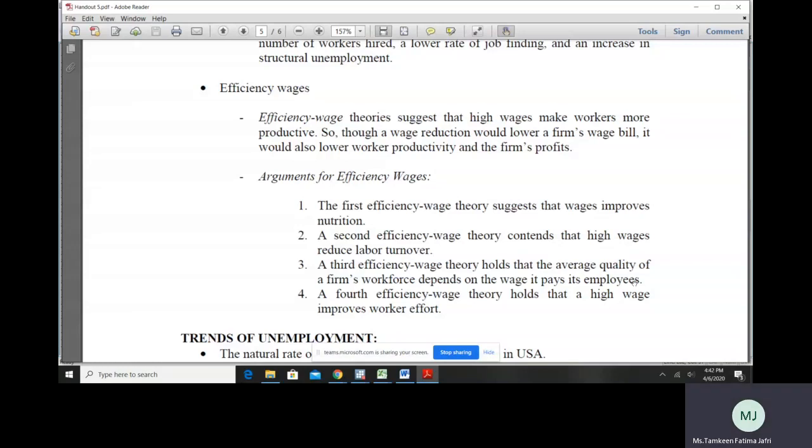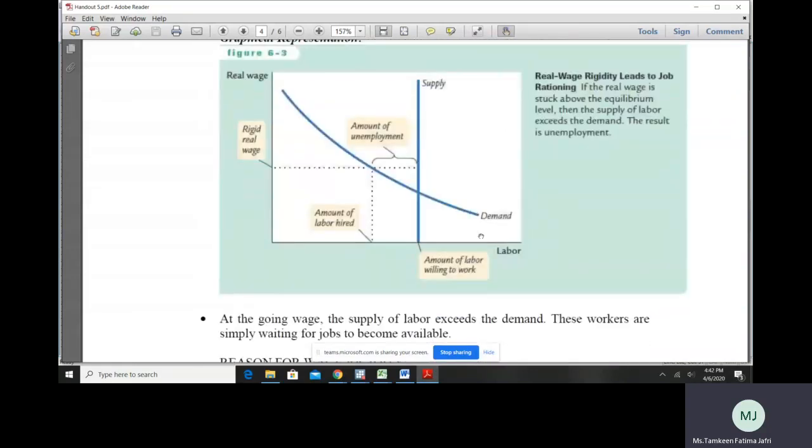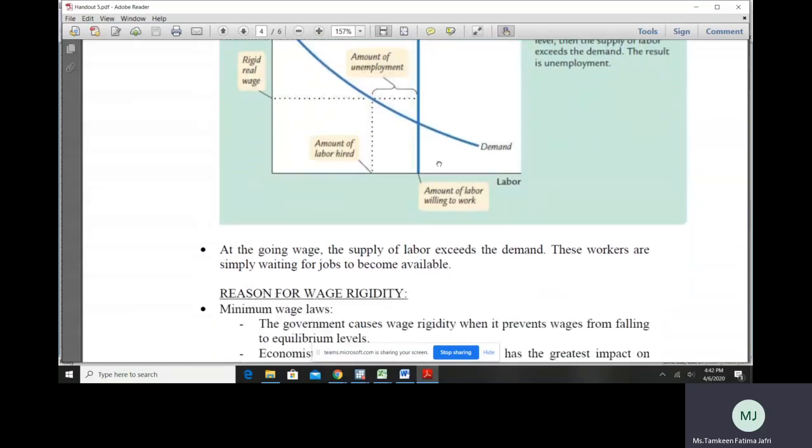तो ये फायदे हैं efficiency wages के, लेकिन नुकसान आपके सामने है कि अगर एक organization ज़्यादा pay कर रही है then the equilibrium, तो जाहिर सी बात है it's going to result in some unemployment in the economy, which is referred to as structural unemployment.